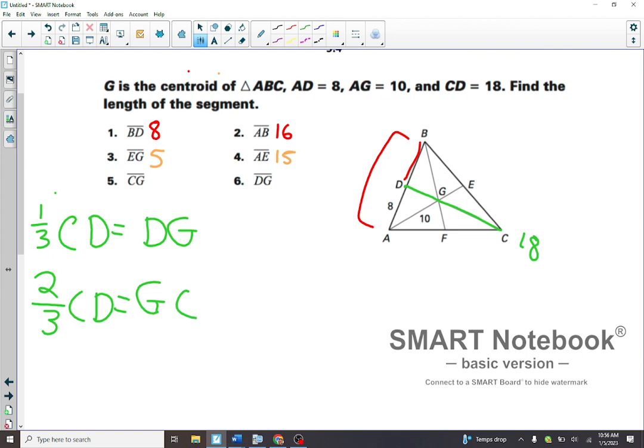Smaller for the side. It would be 6. So DG will be 6. So I'll do that here first. GC will be twice this, or you could do 18 times 2/3. Both will give you 12.